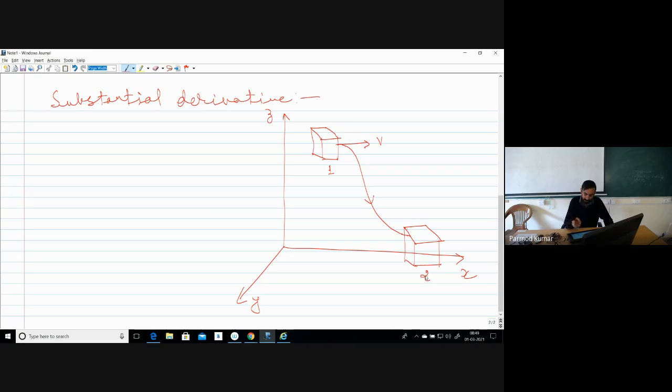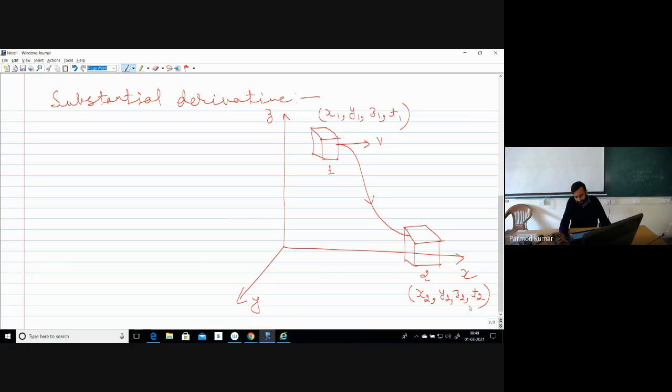So now what will be happening? Here I'll have, say, initial coordinates at location number 1 as x1, y1, z1, and the time at which it was at this location, say this time is t1. And corresponding to location number 2, let us consider x2, y2, z2 as our coordinates and t2 as our time.